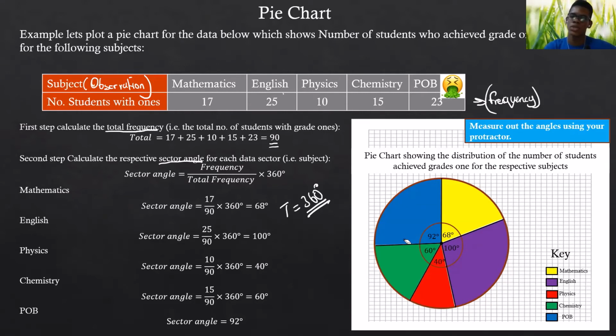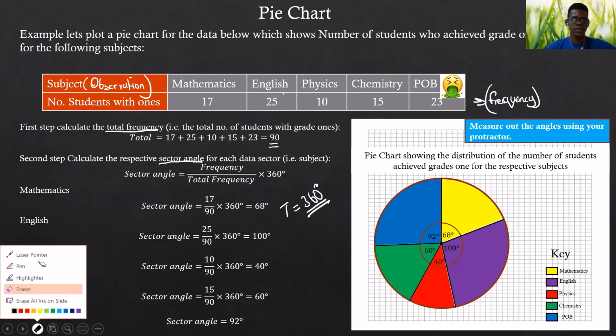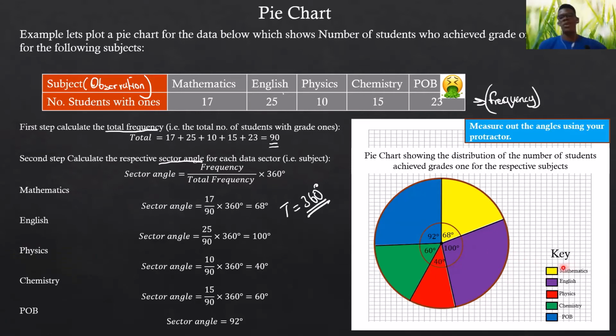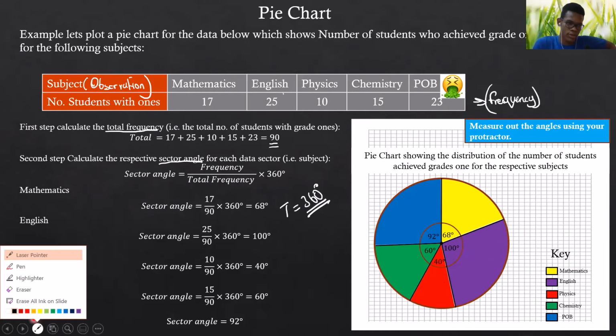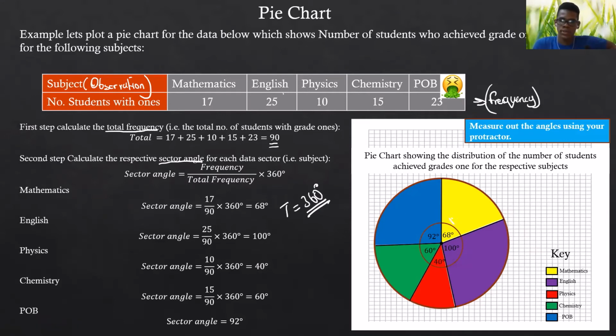But once you identify what each is, you could label them, right? Actually write in maths. Well, that's what you will have to do here in that case. Write mathematics here. And then English. So on and so on, right?